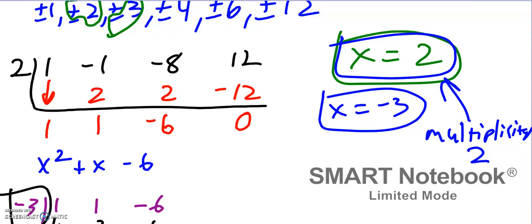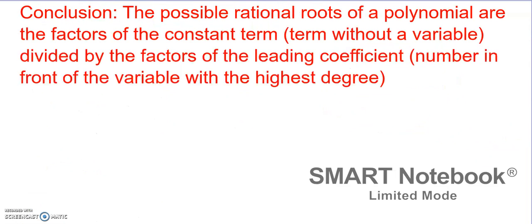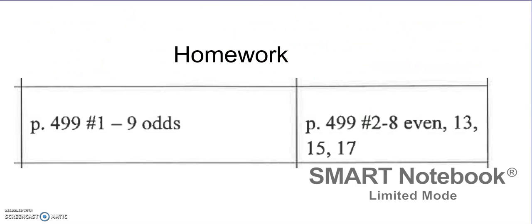All right, so conclusion. Possible rational roots of a polynomial are the factors of the constant term, remember that is the term without a variable, divided by the factors of the leading coefficient. And remember the leading coefficient is the number in front of the variable with the highest degree. There is your homework.